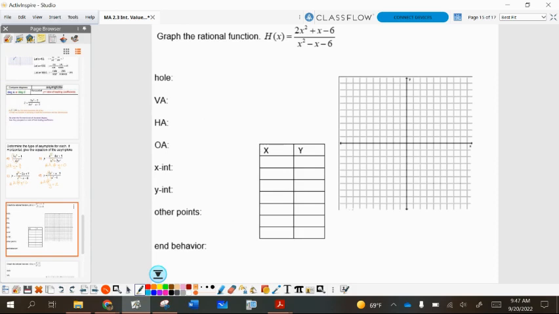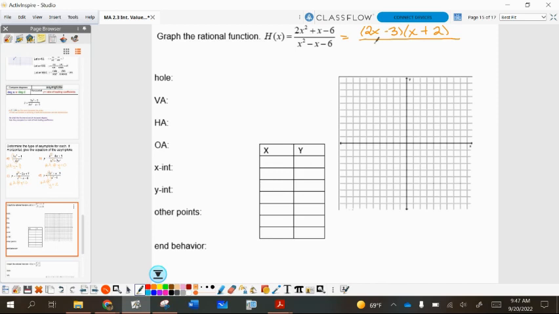Okay, so if we take a look at this function, we need to get it in factored form to see what our vertical asymptotes are and if we have any holes in the graph. So let's just start factoring this function. Okay, so 2x squared breaks down to 2x and x. We want factors of -6 that add to make +1. So let's do -3 and +2. Okay, that would give us 4x minus 3x, which would give us positive 1x in the middle.